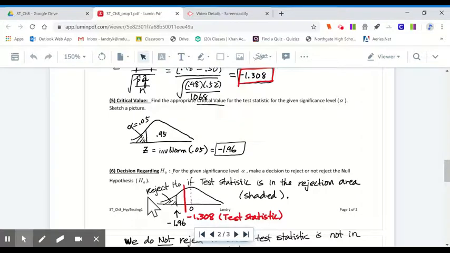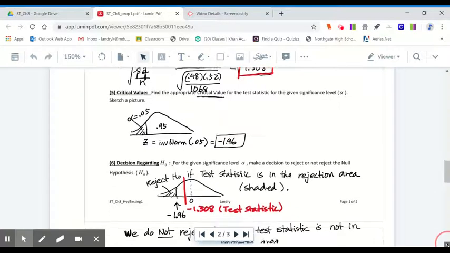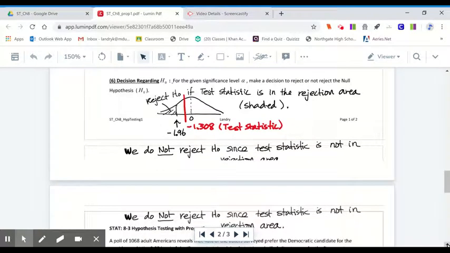Okay, so the formula is reject the null hypothesis if the test statistic is in the rejection area or the shaded area. In this case, it's not. So we do not reject the null hypothesis.